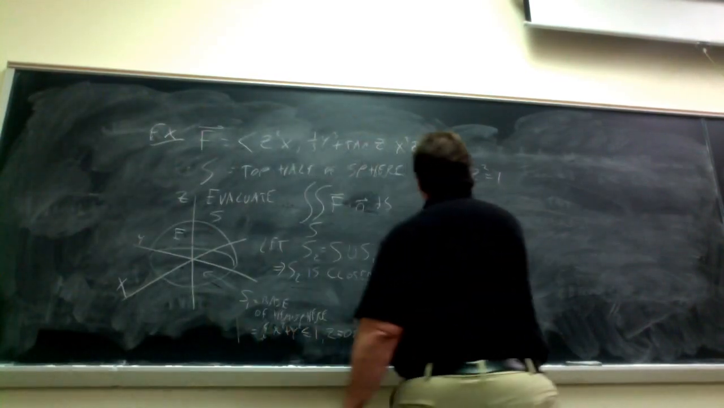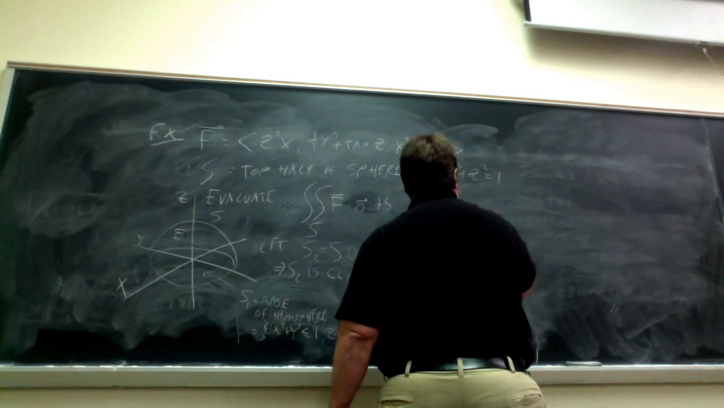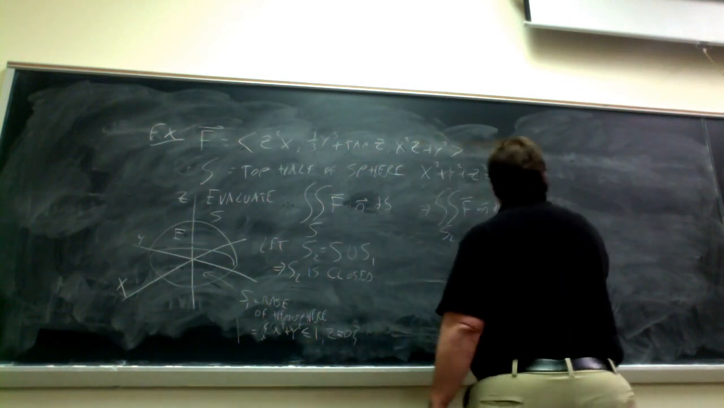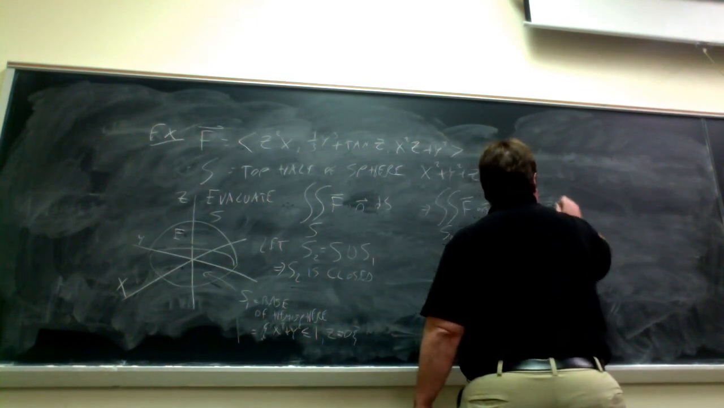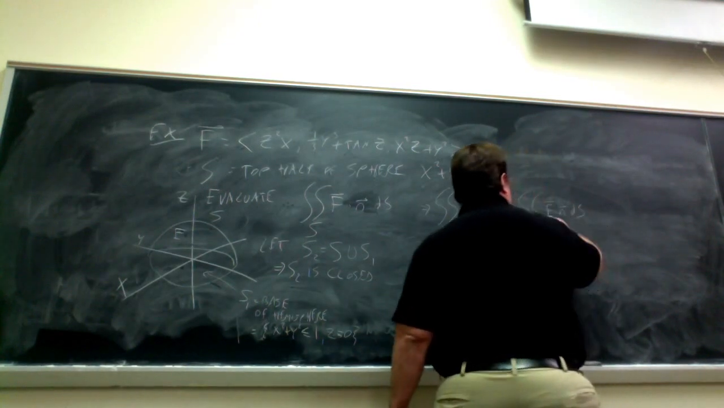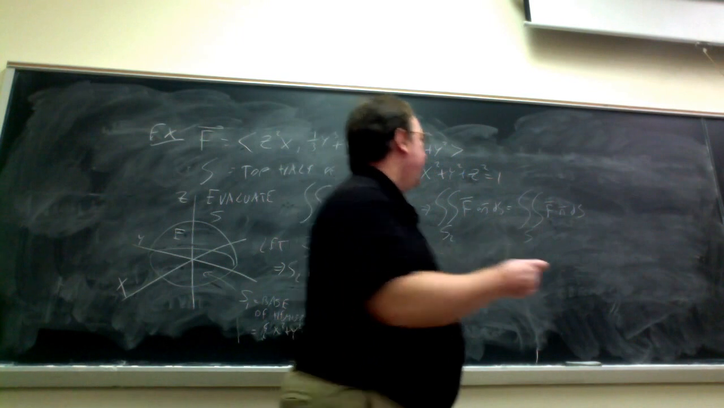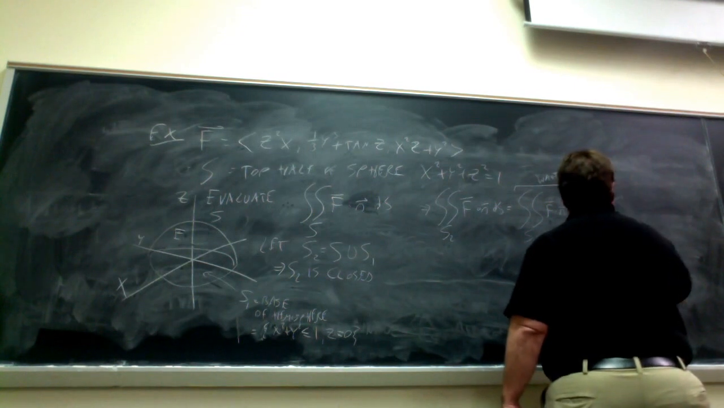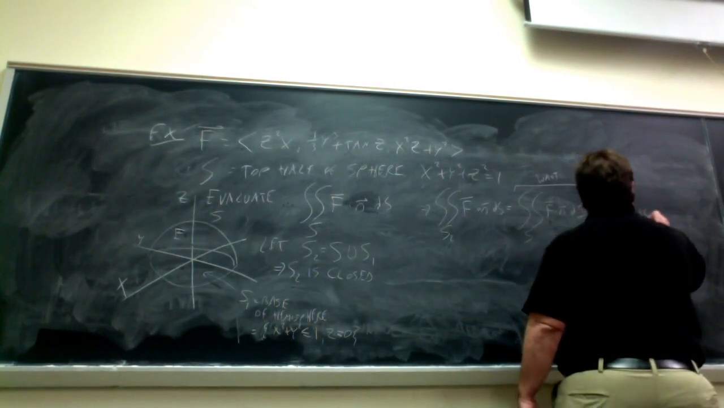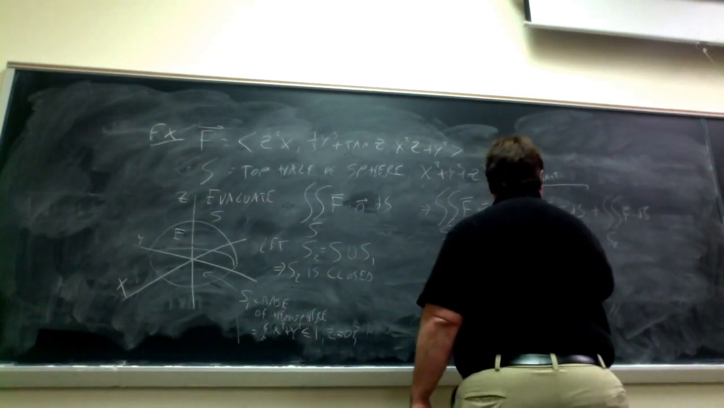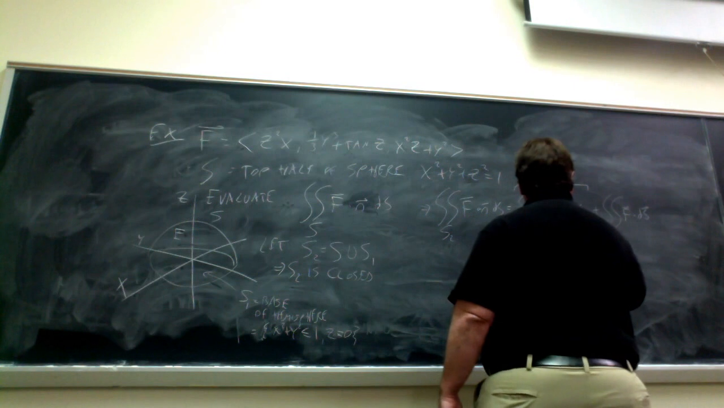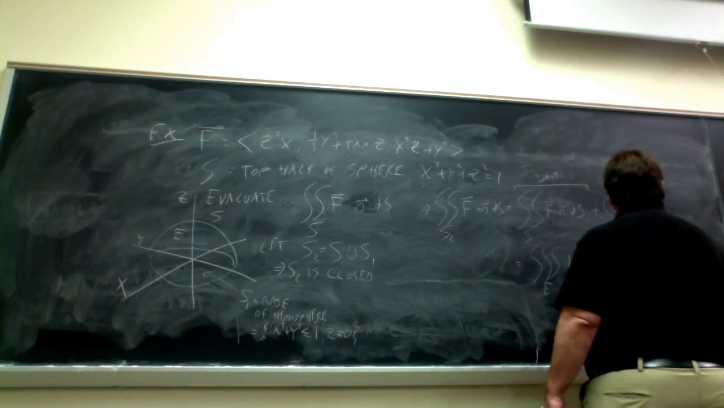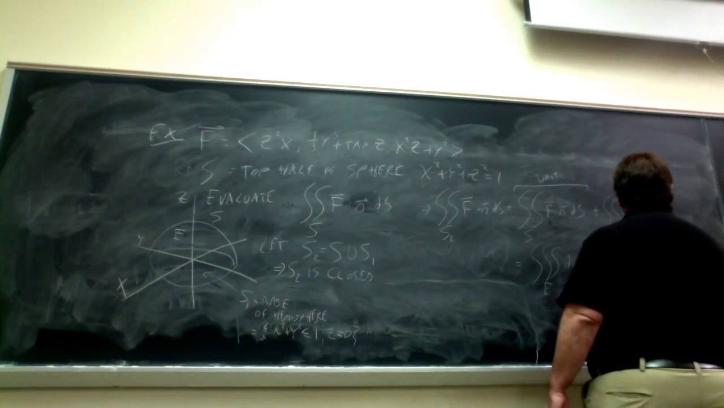So I can say that the flux integral, or surface integral, over S2 of my vector field is equal to the surface integral over the original surface S. So this is what I actually want. But I have to add on to it the integral of the same thing over the base. And that, I can say, is equal to the integral over the interior of a divergence. Okay. So this last step is by the divergence theorem.